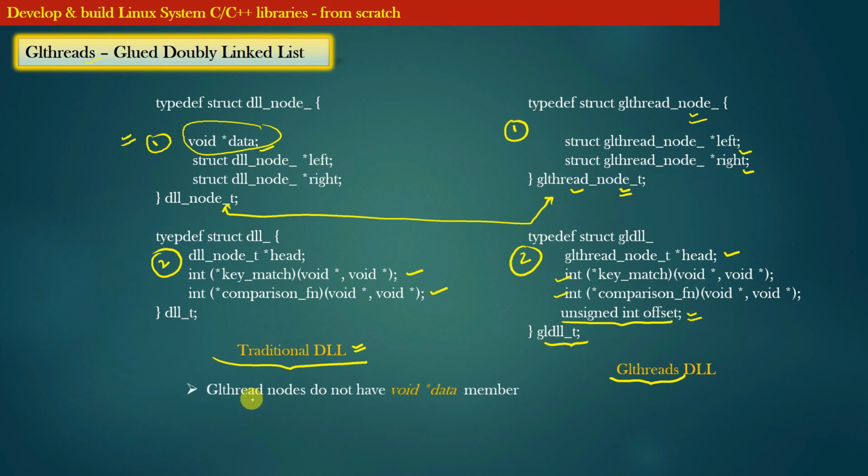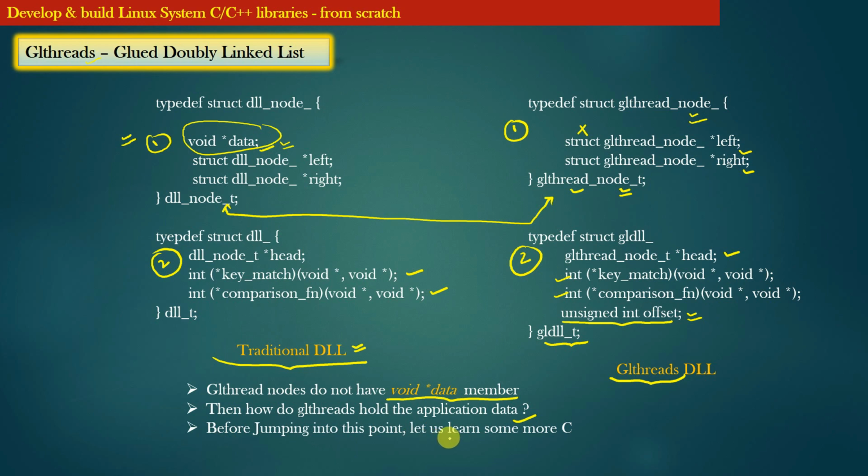You can see that GLThread nodes do not have a void star data member, right? We do not have a void star data member in the GLThread node data structure. So you must be wondering, if GLThread nodes do not have a void star data member, then how do GLThread nodes hold the application data? Before jumping into this point, let us learn some more C. Looks like you are very curious to know how GLThreads work.